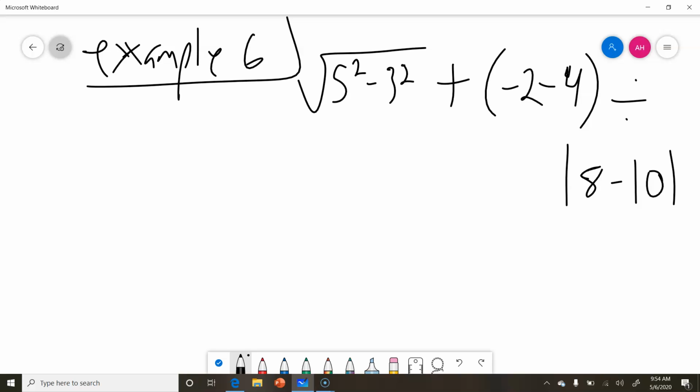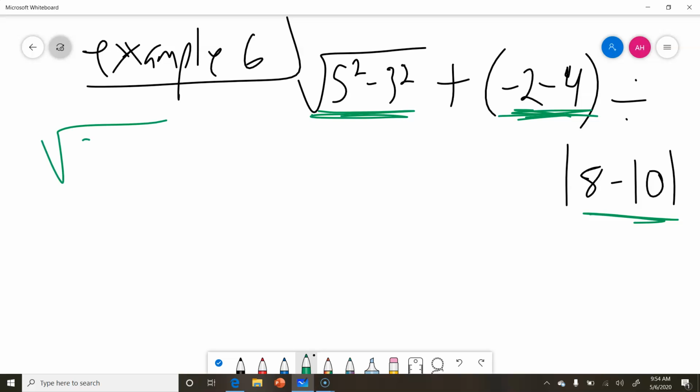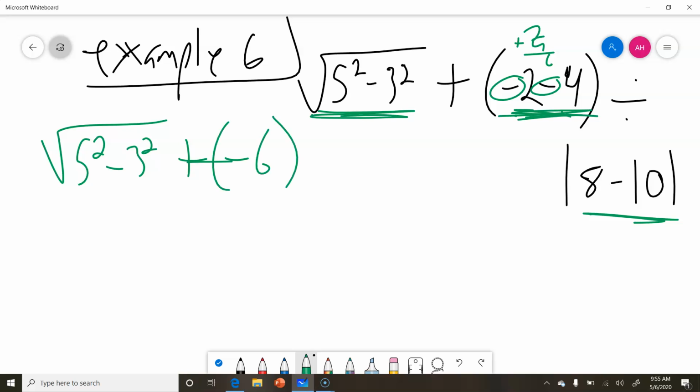Absolute value. Okay, there's a lot going on here. But let's just say I always want to do, remember, parentheses first, and then exponents and stuff in here, and then absolute value. So do this guy first. So I get the square root of 5 squared minus 3 squared plus, okay, what is negative 2 minus 4? Well, the signs are the same, so I'm going to add 2 plus 4, which is 6, and the sign is negative, so it's plus a negative 6, which I'm just going to rewrite as a big old minus 6, because I know that the plus and the minus there are going to become a minus 6.